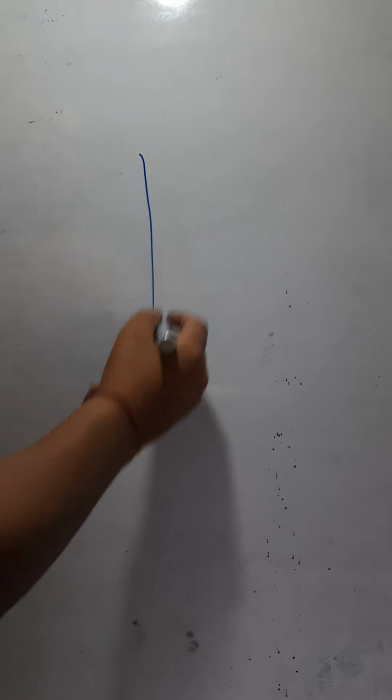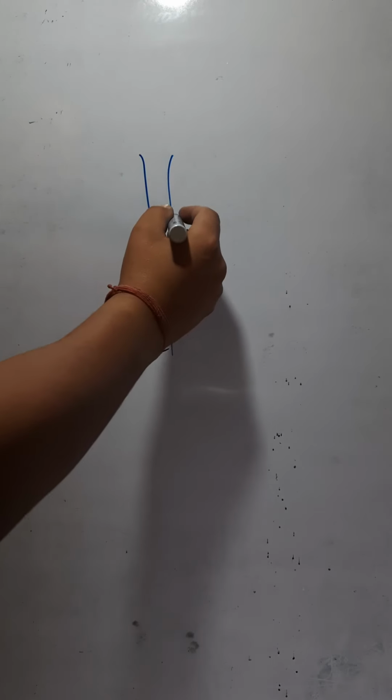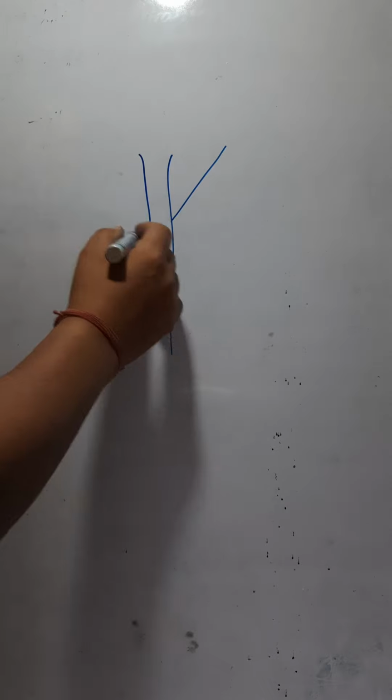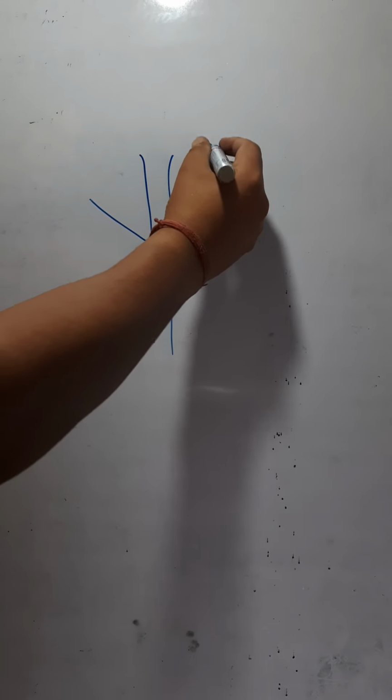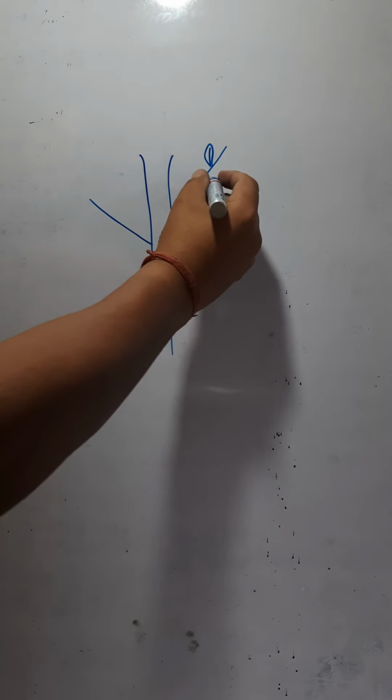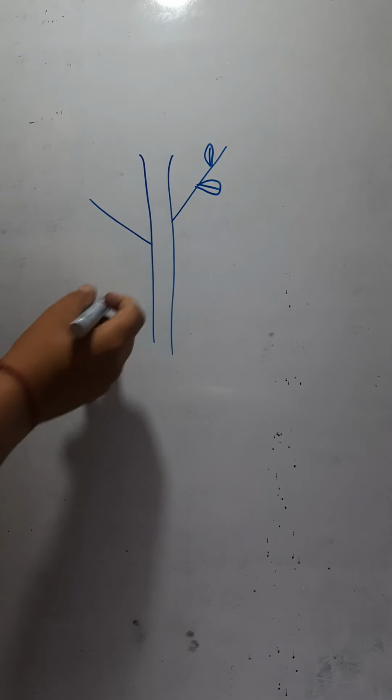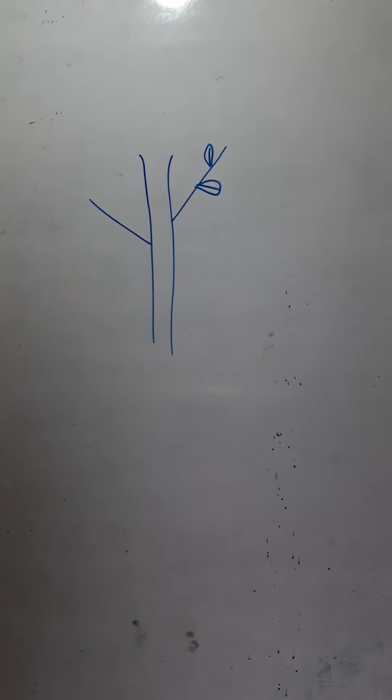Hello dear students, so today we would be moving ahead in chapter number 7 of class 6 science. Today we would be talking about an experiment in which you have a small plant having two branches. One branch has leaves on it, and the other branch does not have leaves.